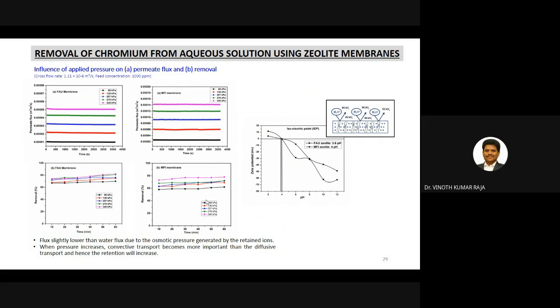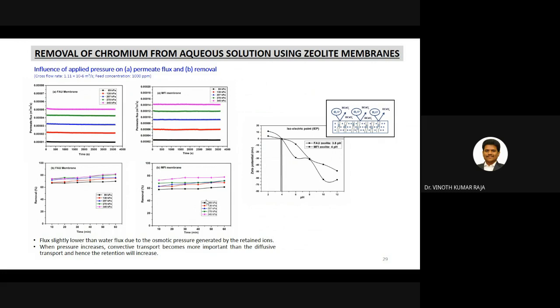The fluxes are almost constant for the entire operation period. This is due to the insignificant contribution of adsorption on the membrane surface. The chromium flux is marginally less than that of the water flux of the membrane. This is the typical behavior of a membrane process, leading to generation of osmotic pressure by the retained ions, so that it leads to a decrease in the effective pressure on the membrane surface.